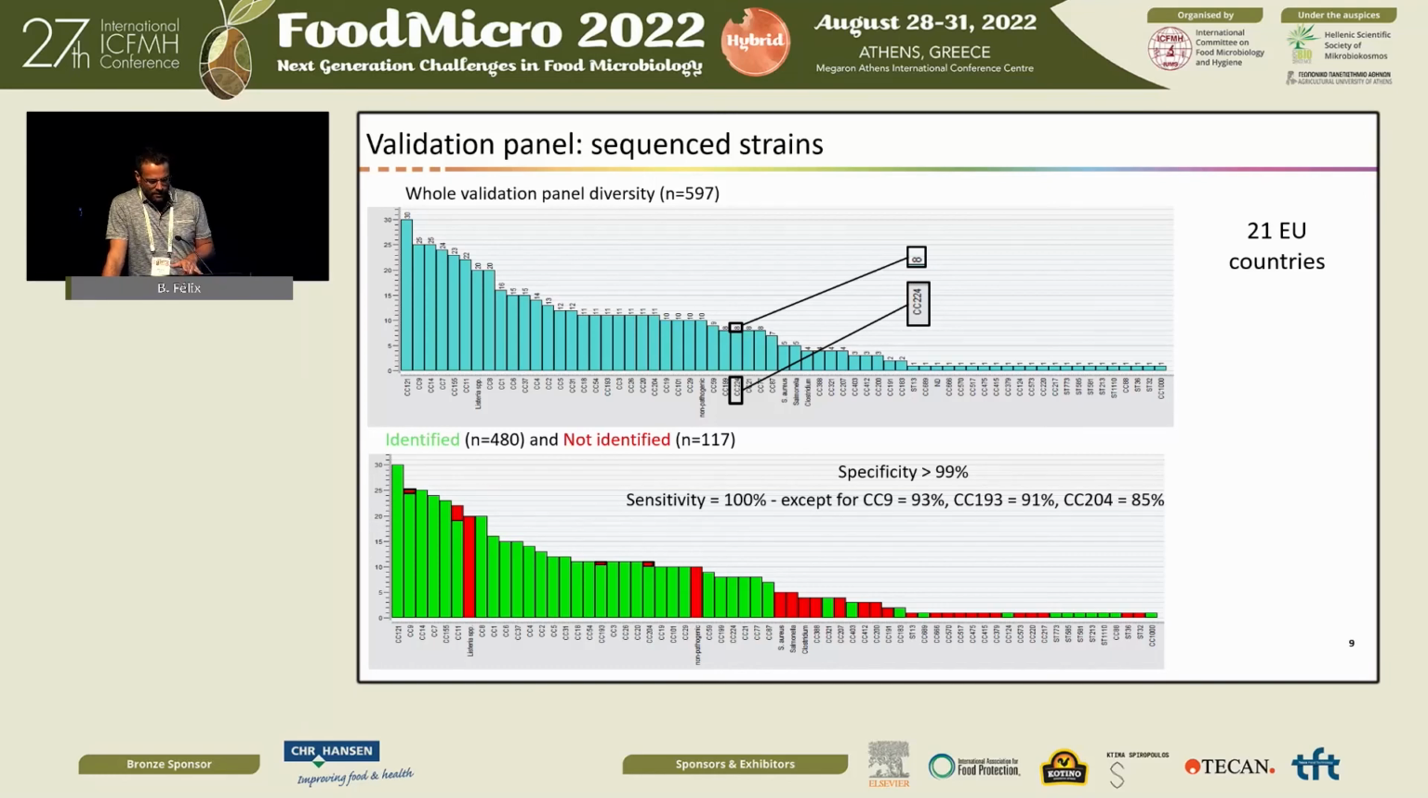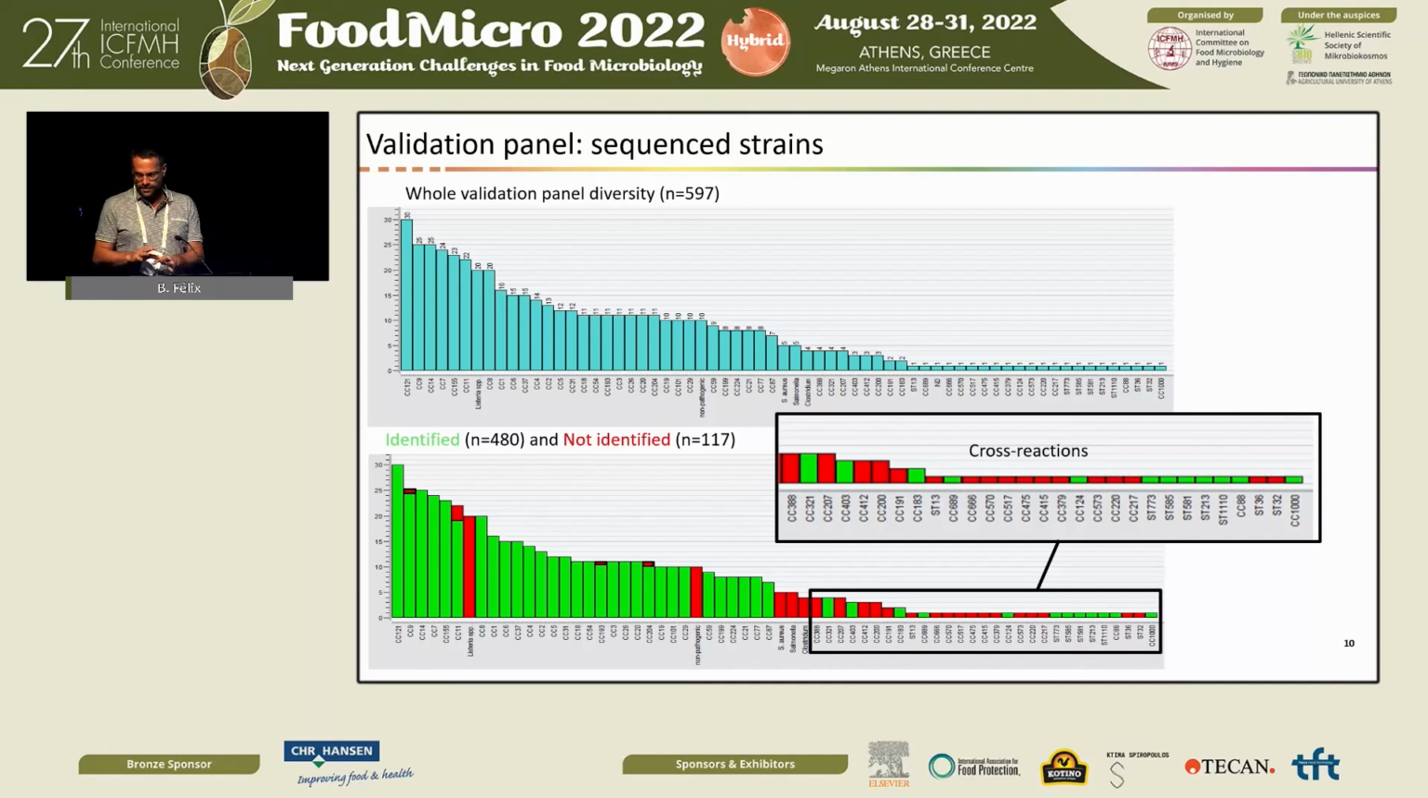And for 3 of them, for the other primers and probes, we had the sensitivity. The sensitivity basically provides the false negative results that are the most annoying issue. And for all the PCR, we did not detect false negatives, except for 3, CC9, CC1, 193, and 204. For those ones, we tried to design as best as possible, but because the false negative was pretty rare, we decided to maintain a single PCR for these strains.